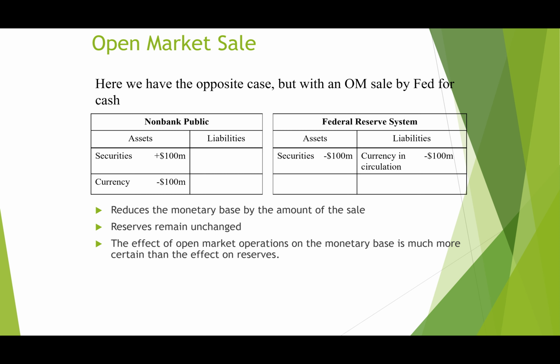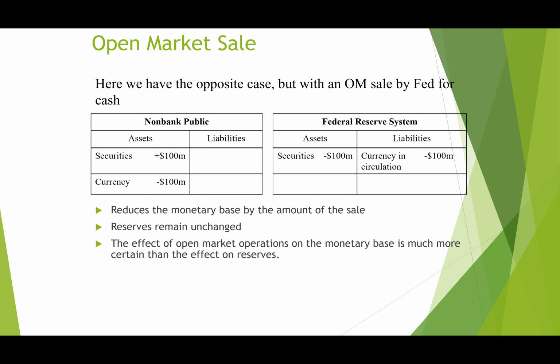Now, if we have an open market sale, that's where the Fed, of course, instead of buying bonds, is selling bonds. That's going to contract the monetary base, obviously. So we should see exactly the opposite happening. So the monetary base would contract by the amount of the sale.